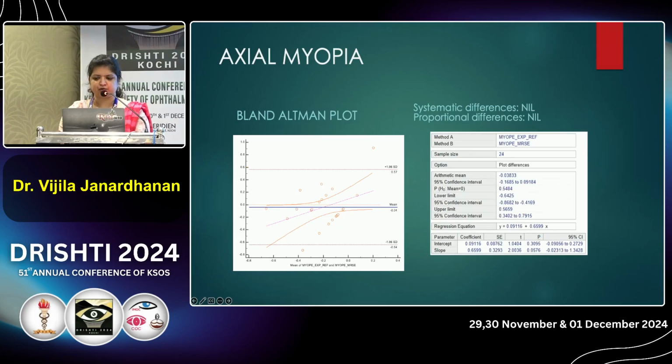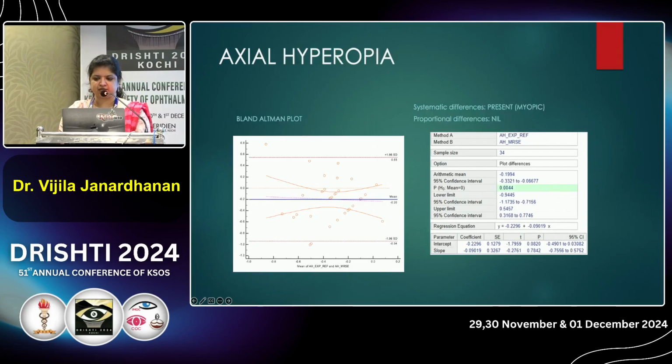In axial myopia also, the results are similar. In axial hyperopia, statistically significant systematic differences are noted, which means that the two methods differ by at least a constant amount, and this can be corrected by adjusting the A constant or lens factor. The outcomes are more myopic than expected, hence we need to alter the A constant by the amount of the mean difference.